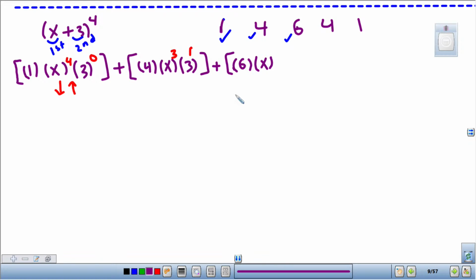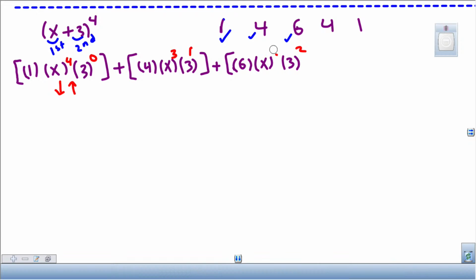Good job, Johnny. I need more than Johnny. I need more. Here we go. Second power. While the 3 is going to be to the what power? It has to be to the second. You're right, because 2 plus 2 is going to give you 4. So that's another safety check for you. Good.